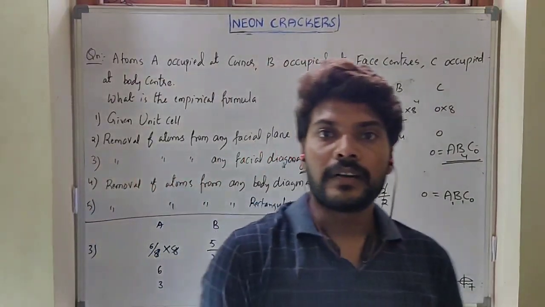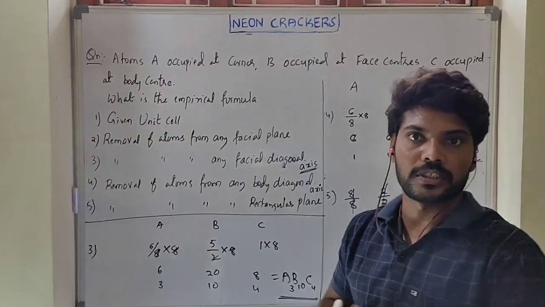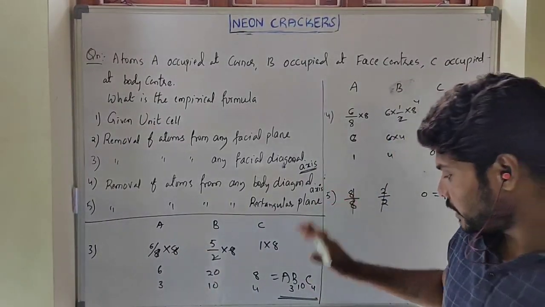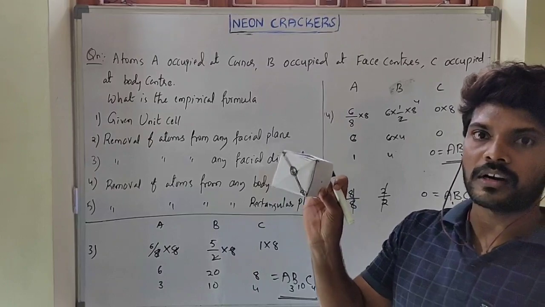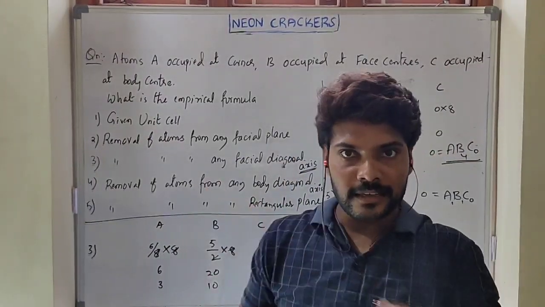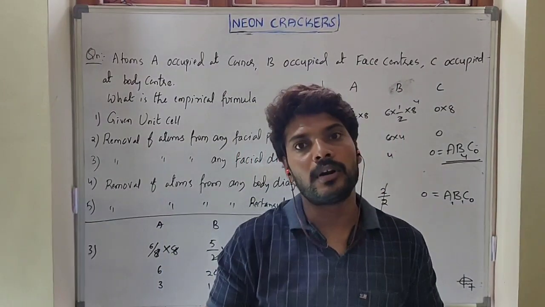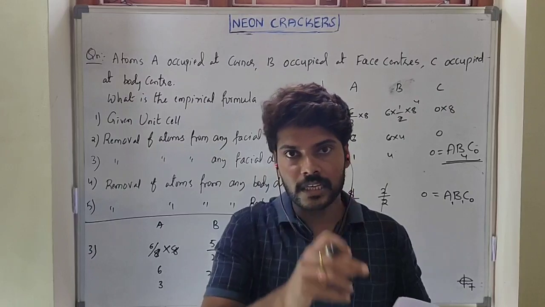Like this, we have to find the empirical formula after removal of the atoms from different positions. So very easy. You try to understand these kinds of concepts: what are the positions and what is the contribution? You have to imagine in 3D, either axis or plane. Suppose body diagonal axis or body diagonal plane. These two are entirely different.